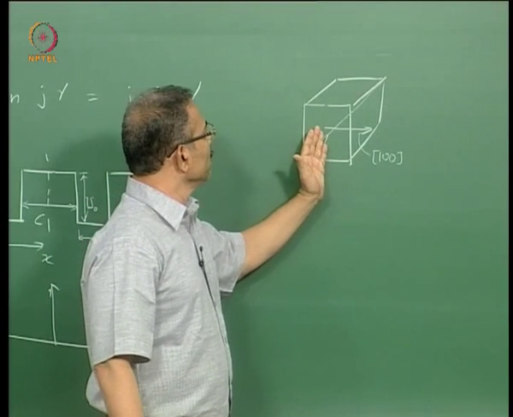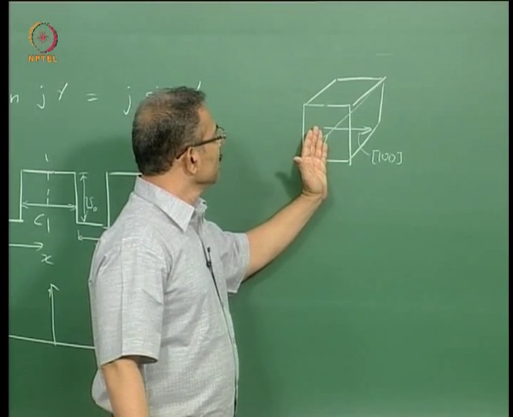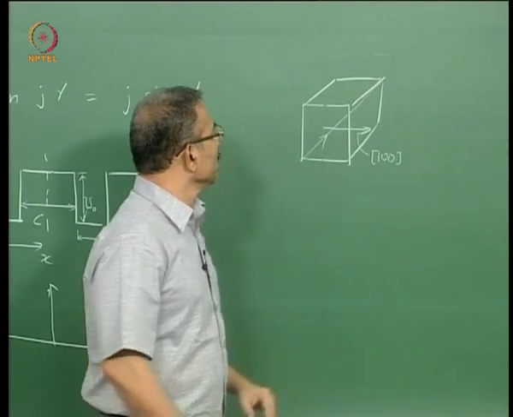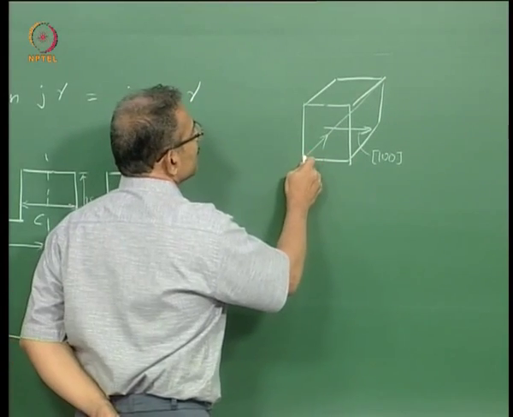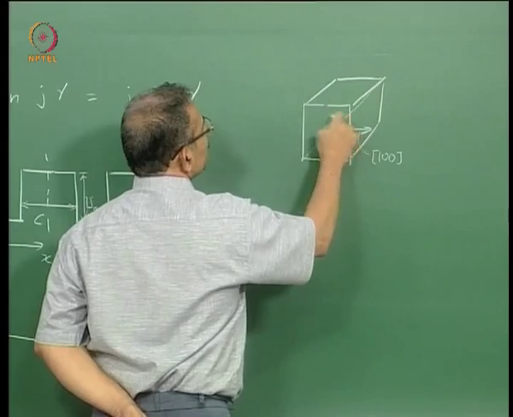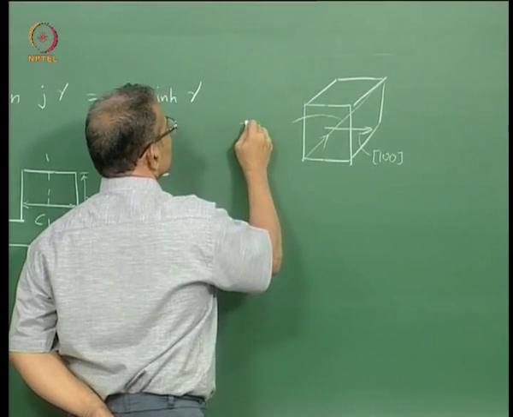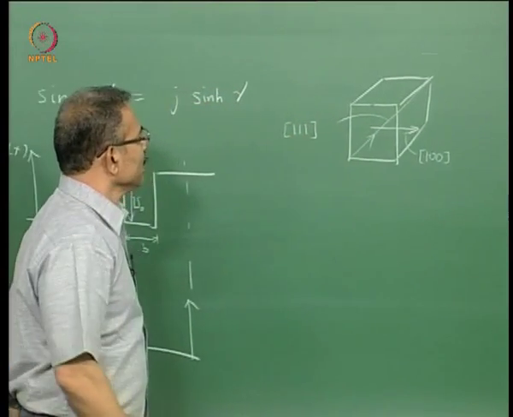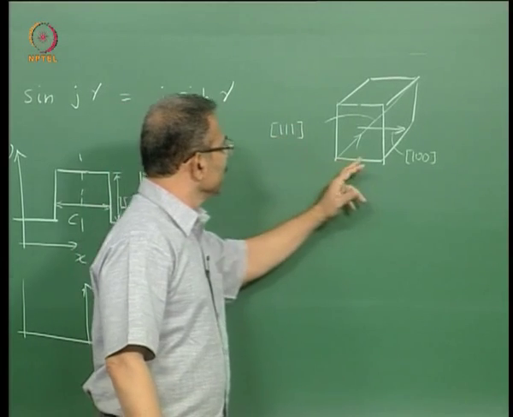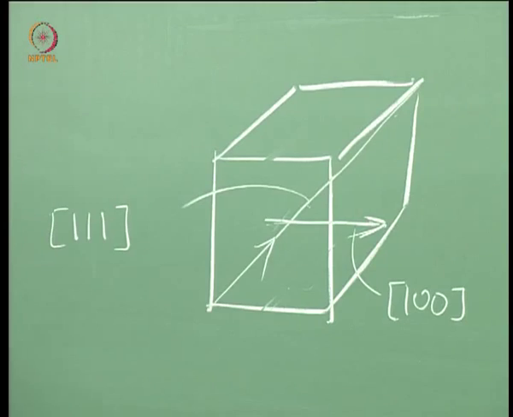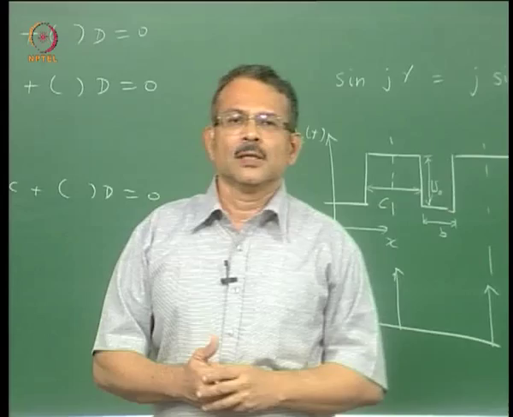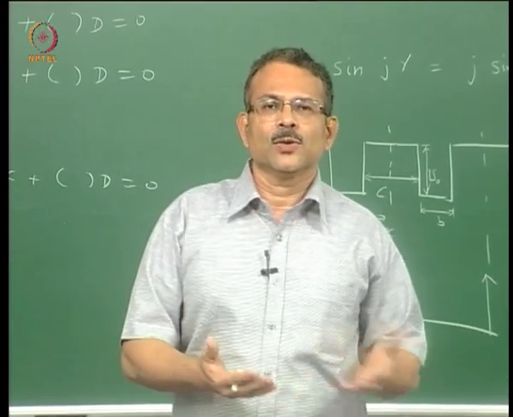So you can show the Ek diagram for k vector in this direction. You can show the Ek diagram for k vector, let us say, in this direction. This direction would be called 1 1 1. Why this is called 1 1 1 and why this is called 1 0 0 is beyond this course. If you are more interested in this, you can read up the books.